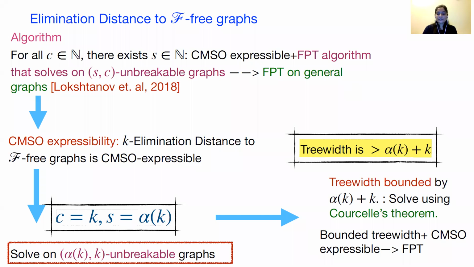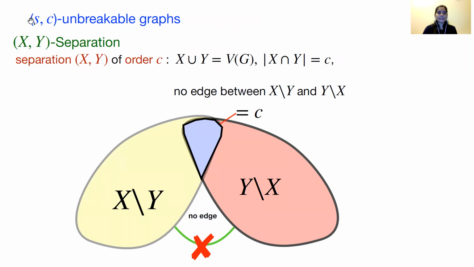Now, before going into further details, I want to define the notion of SC unbreakable graphs. And for that, I will introduce what is an XY separation. So an XY separation of order C is defined as follows. I have two sets X and Y, such that the union of X and Y is the vertex set of the graph, and the intersection of these two sets is of size C. And there should not be any edge from X minus Y to Y minus X. If you look at this figure, there should not be any of this green type of edges.